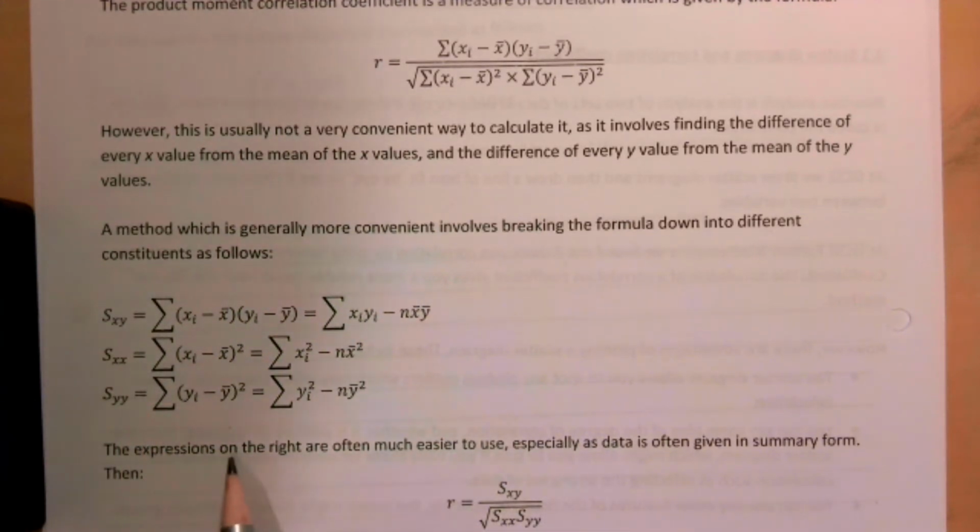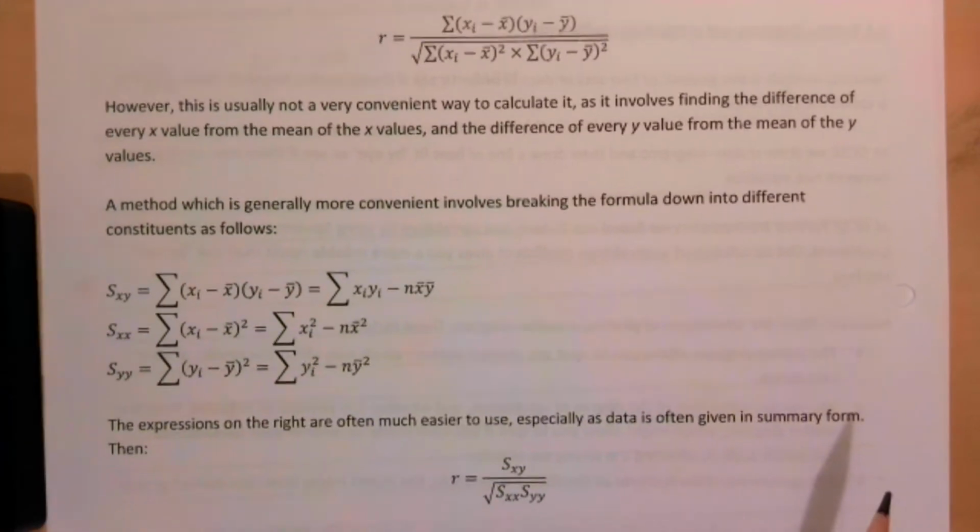So the expressions on the right are often much easier to use, especially as data is often given in summary form. Again, I'll explain more about that in a wee second. Then the formula now becomes r equals SXY all over the square root of SXX times SYY.